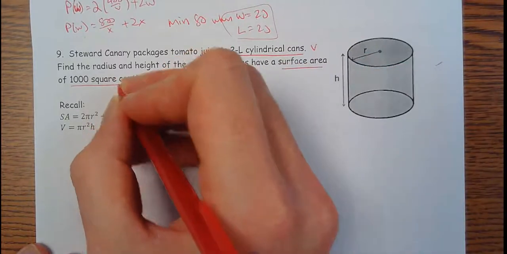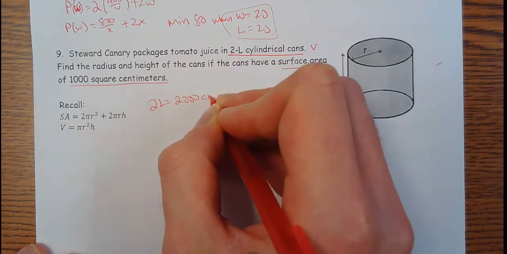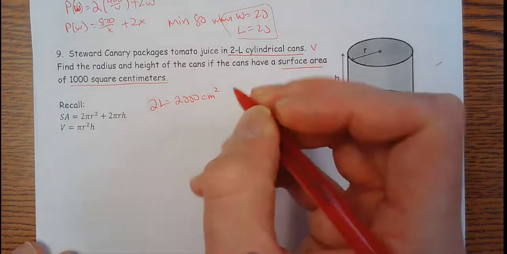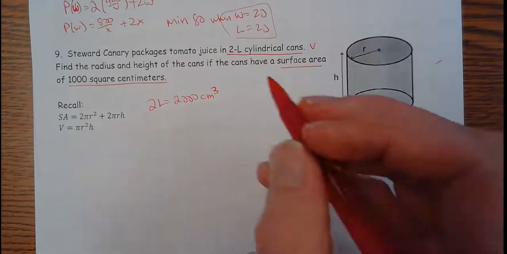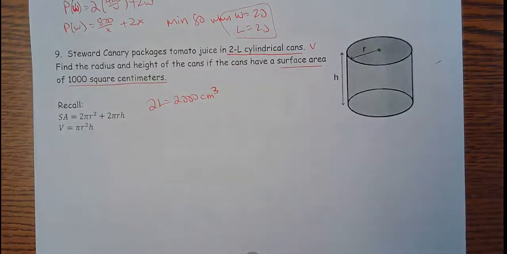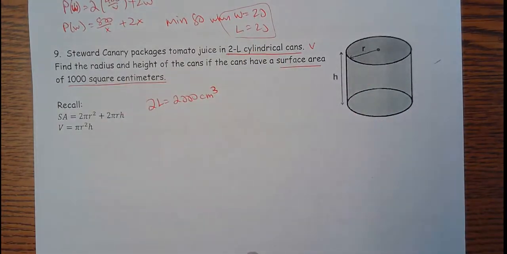Well, 2 liters equals 2,000 cubic centimeters. So let's get them in the same units, so we have centimeters here instead of liters and centimeters, 2 different units.